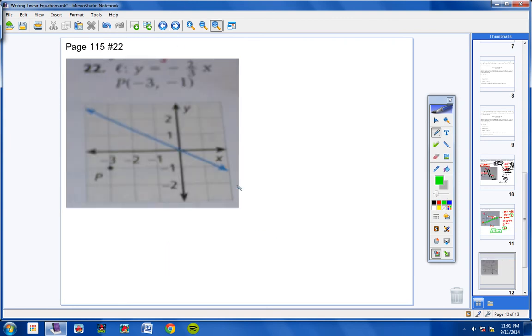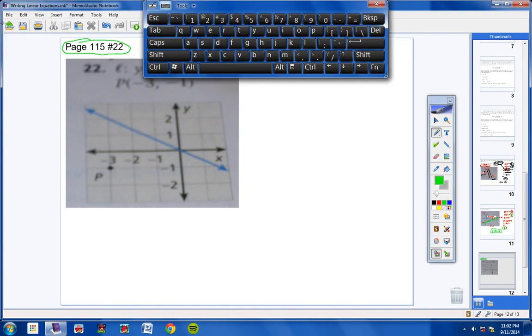I would like you to go ahead and turn to page 115 and look at number 22, if you would, please. The directions read as follows. Please turn your books to page 115, example number 22, and write this in your notes, if you would, please. Put 115, number 22. Put that in your notes, okay? And the directions read, write an equation of the line that is parallel to line L, and passes through point P.